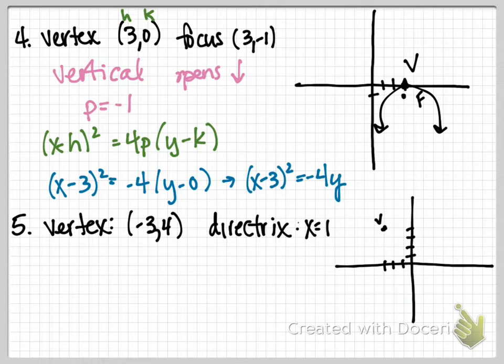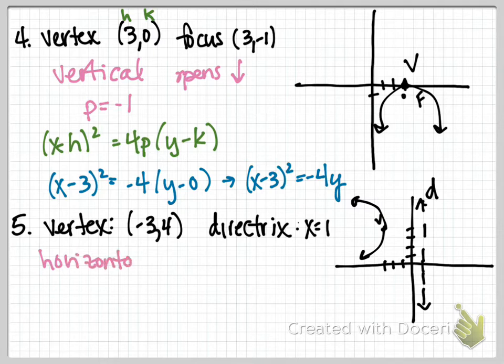And I have my directrix at x equals 1. So that tells me that my parabola opens away from the directrix, which means it opens left. So I have a horizontal parabola. It opens left, which tells me, again, p is a negative number. Count to find p. Remember, p is the distance from the vertex to the directrix. So 1, 2, 3, 4. So p equals negative 4.